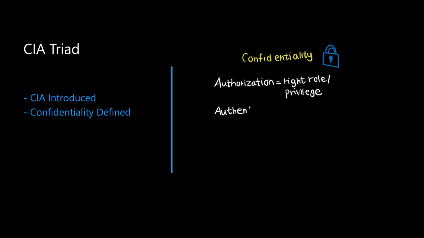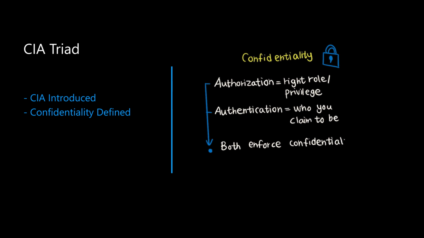Confidentiality means keeping unauthorized users, whether human or software, away from information they should not see. Authorization checks whether someone has the right role and privilege. Authentication confirms they are who they claim to be. Both properties work together to enforce confidentiality, and you will see exam questions that test whether you know the difference between those two.